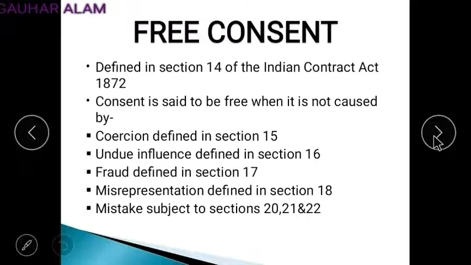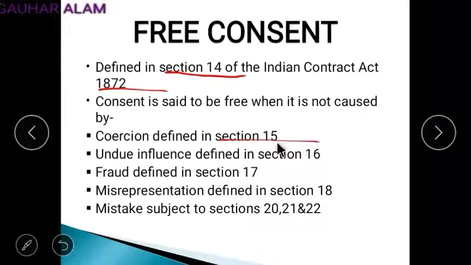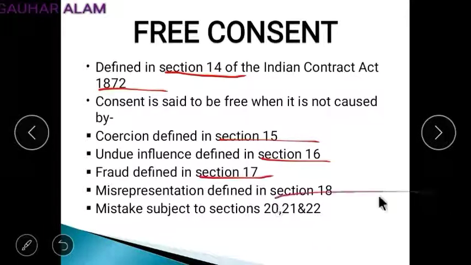So now let's discuss the free consent. What is free consent? It has been defined under Section 14 of the Indian Contract Act 1872, which says that consent is said to be free when it is not caused by coercion as defined in Section 15, undue influence as defined in Section 16, fraud as defined in Section 17, misrepresentation as defined in Section 18, and mistake subject to provisions of Section 20, 21, and 22. So if all these things are present, the agreement will not be a contract. Okay.